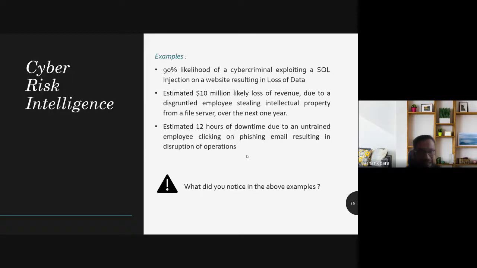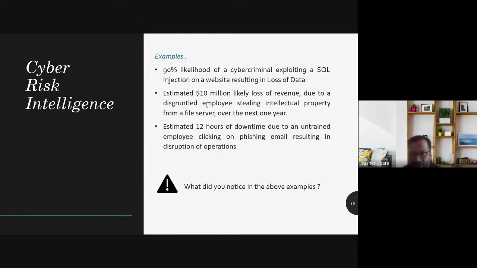Okay, so let's revisit the cyber risk intelligence examples that we have. Okay, we said these are all, by the way, risk statements, examples. So a 90% likelihood of a cyber criminal exploiting a SQL injection, or an estimated 10 million likely loss, or an estimated 12 hours downtime, right? What did you notice in the above examples? I'll take a brief pause here. If somebody would like to answer, just feel free to unmute yourselves and answer. Right? What did you notice in these above examples?